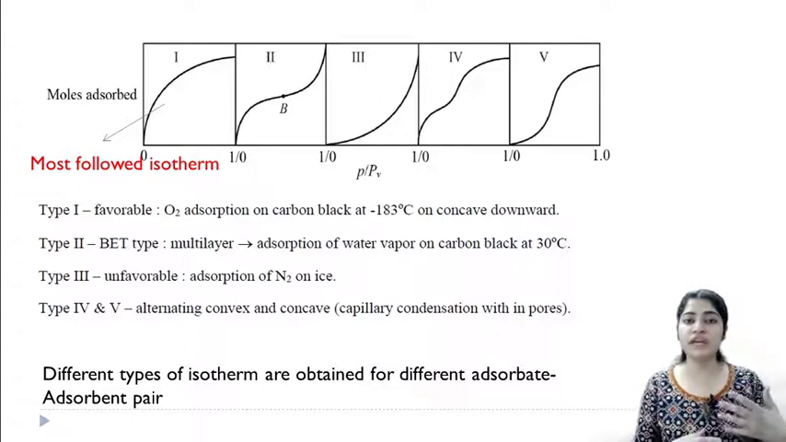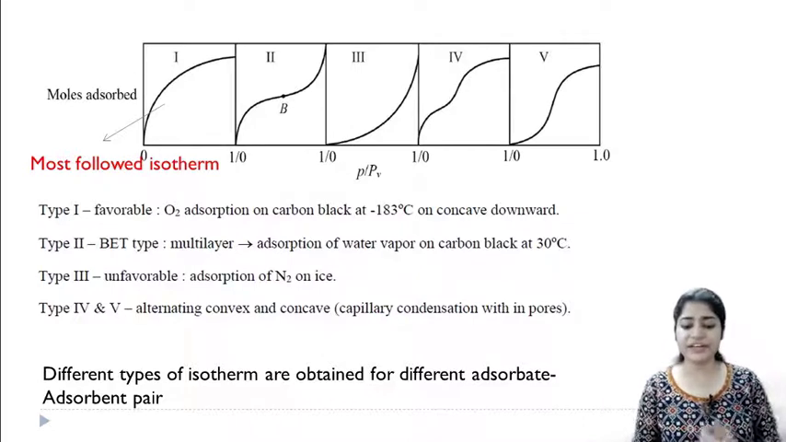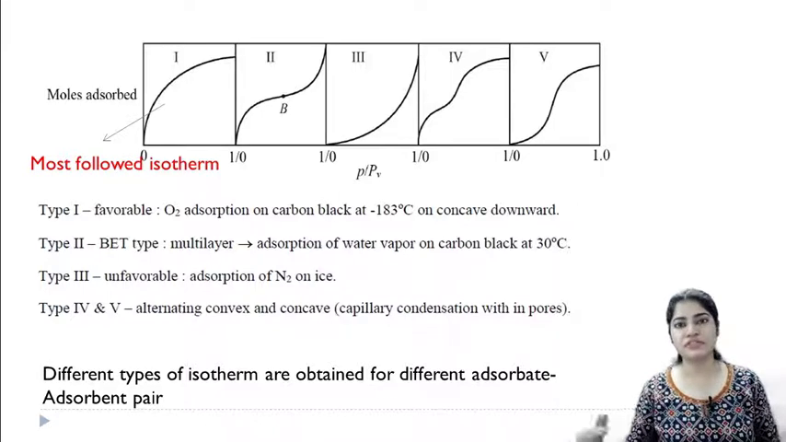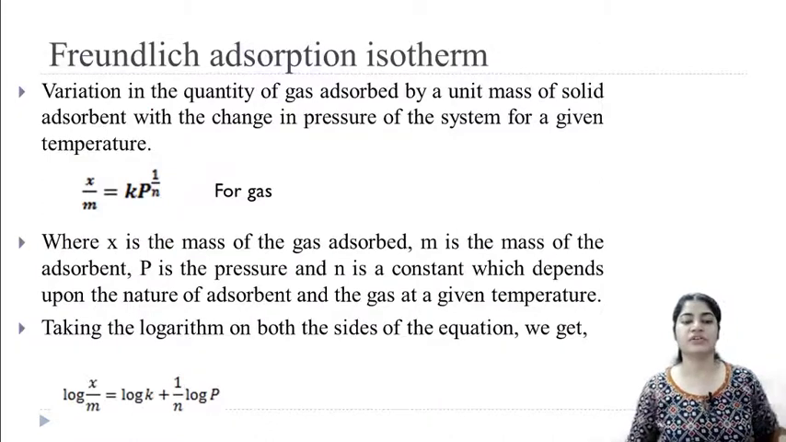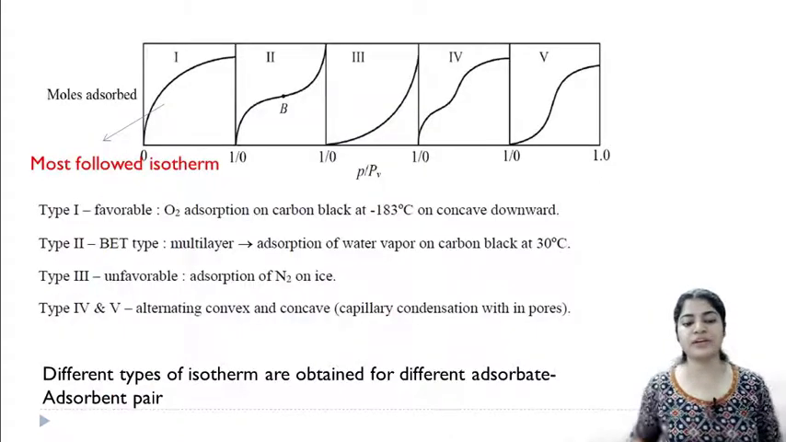So this way your adsorption isotherm gives you an idea about your adsorption process, right? Different types of isotherms are obtained for different adsorbate-adsorbent pairs. From this you can judge what process is actually happening. Now, Freundlich adsorption isotherm: the type 1 shown here is your Freundlich adsorption isotherm.